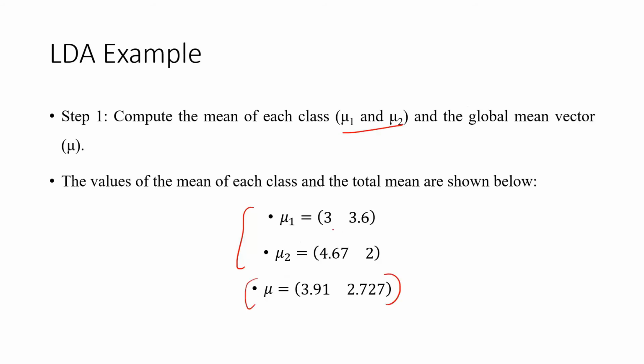You have to simply add this and divide by 2. Obviously you have to take care of the number of samples. So this one was having 5 samples in it, and 4.67 was having 6 samples in it. You have to divide it by 11, that will be the global mean. You will get the value as 3.91, and similarly 2.727 can be calculated on the right hand side. So this is how we calculate the mu1, mu2 and mu.